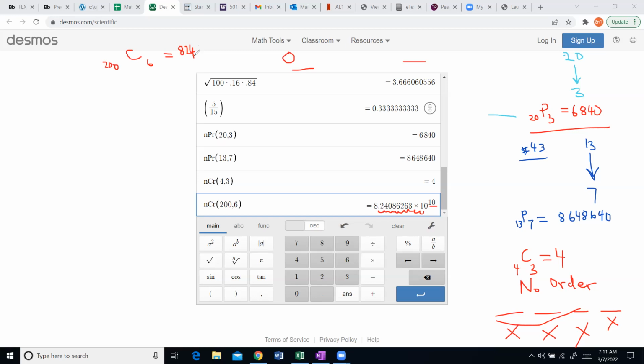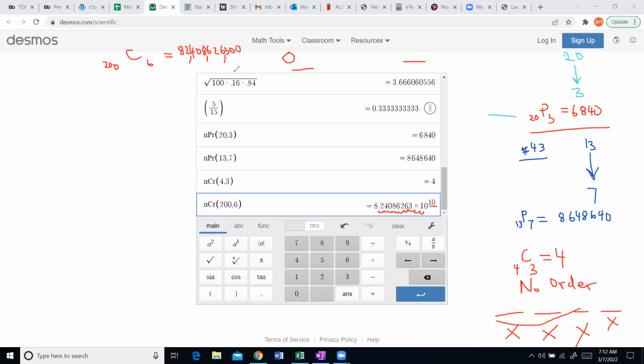824 086 263, right? And a couple of zeros at the end. So it is going to be a huge number of selections. It's like 82 billion, right? 82 billion possibilities. Wow, that's a lot of possibilities.